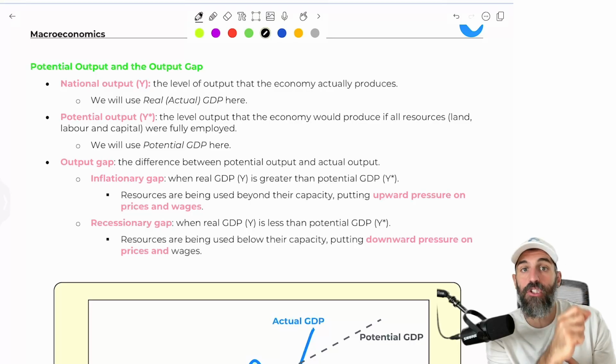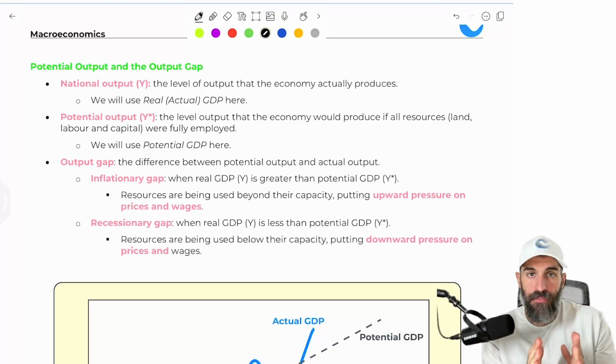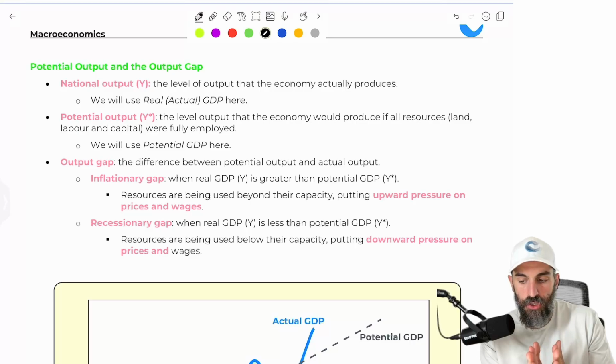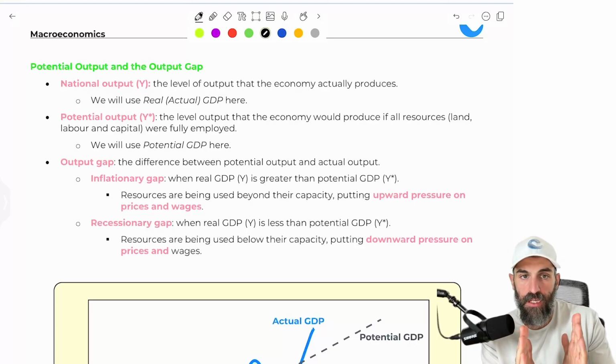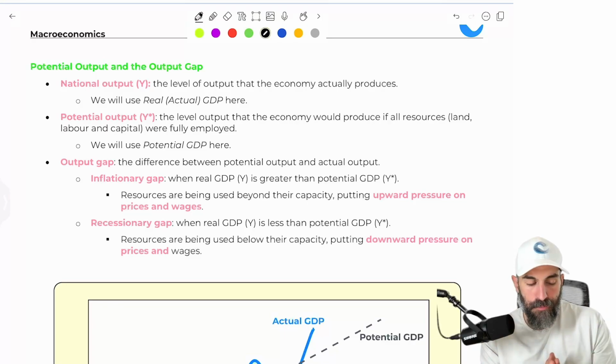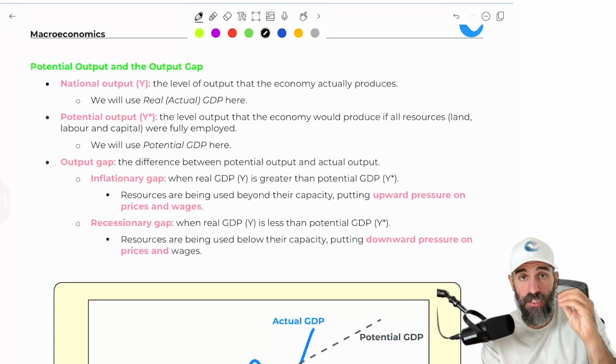Potential output, Y star. Think of this as the amount that we could produce if all of our resources, and remember, resources are land, labor, and capital, were fully employed. Now, what I mean by fully employed, I mean you don't have any waste or any inefficiencies, but you also don't have anybody working over capacity. If every employee was working the correct amount of time, if every machine was being used the correct amount of time. Again, nothing is being underused, but nothing is being overused. That is what we call fully employed or full employment. And whatever output you could produce at full employment, we call the potential output.